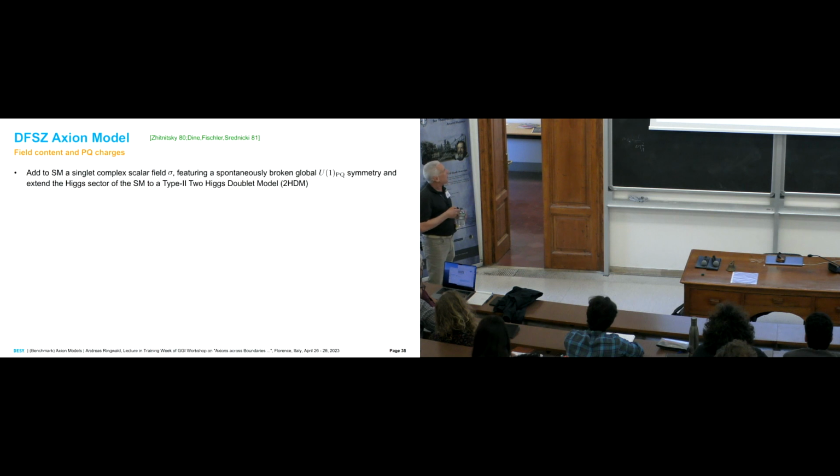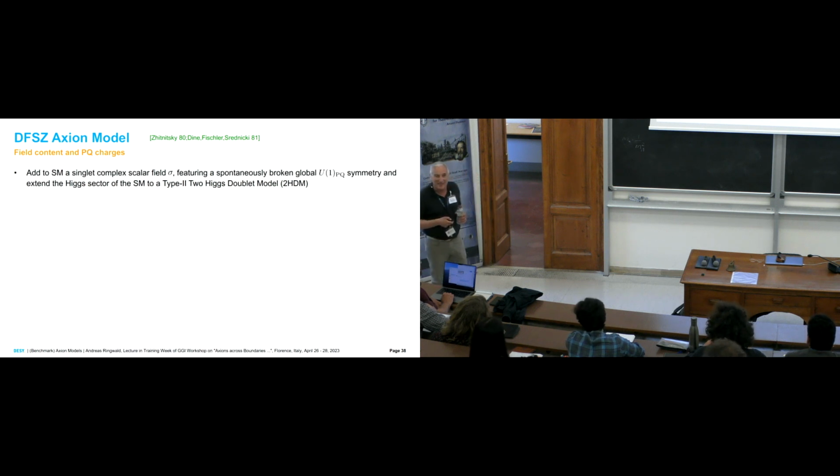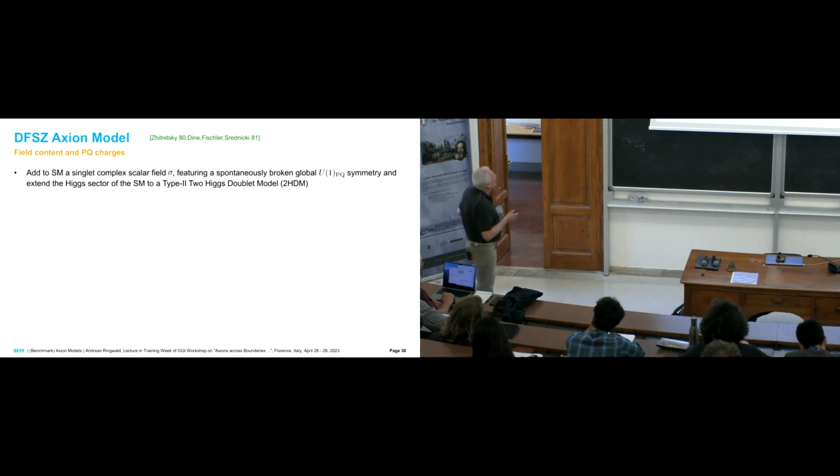Actually, it should not be called DFSZ, but it should be called ZDFS, because Zhitnitsky's work was one year before Dine, Fischler and Srednicki, but it was in Russian. So I don't know. You could of course say now it's just alphabetic order. Yeah, okay. So here's the field content and the Peccei-Quinn charges.